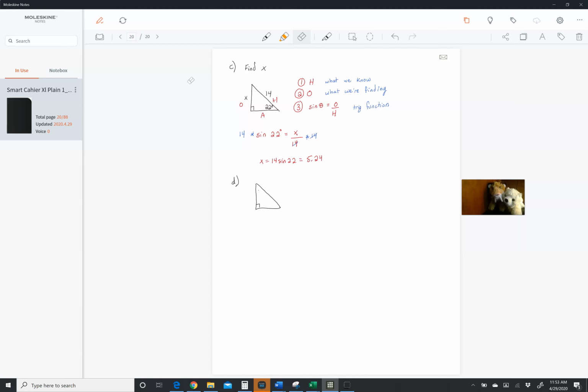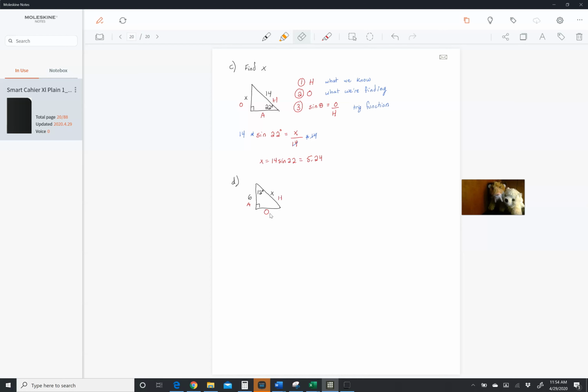So let's say that this is 12 degrees. This time, the hypotenuse is unknown, and this is 6. Okay, so once again, you go through the same process. We label. The side down at the bottom, that's the opposite. The 6 is the adjacent, and the x is the hypotenuse.